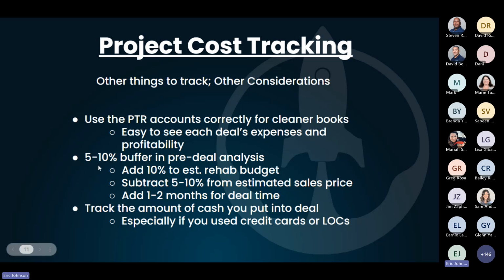In the pre-deal analysis, it is highly recommended that you put 5 to 10% buffers in certain areas. For example, rehab budgets go over budget all the time. It's smart to just add a 10% buffer to your rehab budget before you even start. The sales price, many times, the investor is not able to sell the property at the ARV that they were hoping to sell it for. So we tend to subtract a couple of percentage points on that end. And we also like to add an extra month or two in deal time.